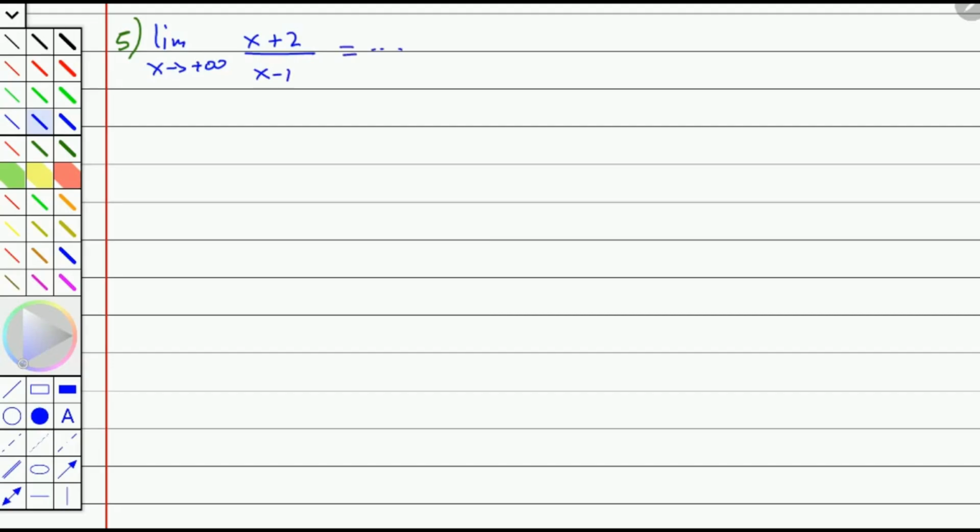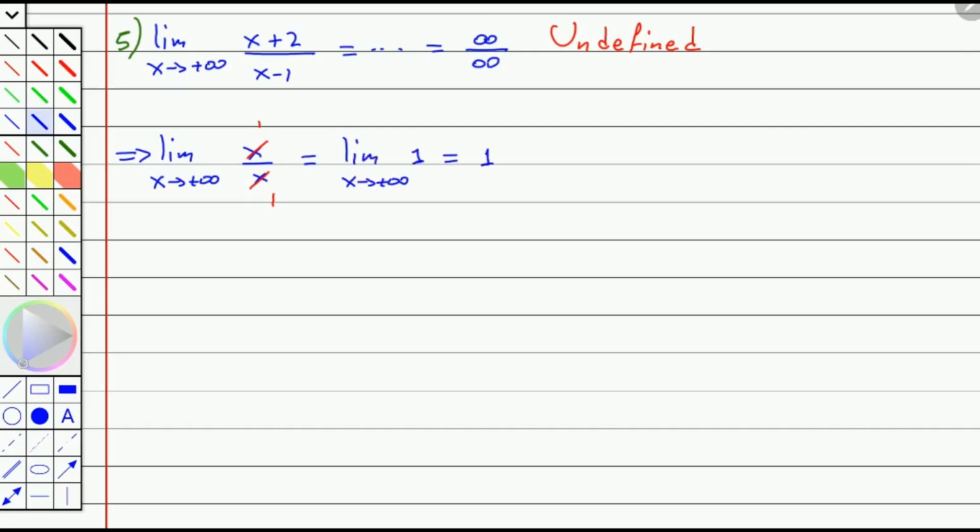You know very well that if we substitute, this is going to be infinity over infinity, which is undefined. Obviously, we learned the technique to take only the highest order term when we have polynomials, both at the top and at the bottom, so we can use that as well. Limit as x goes to positive infinity of x divided by x. They simplify, 1 over 1, equals the limit as x goes to positive infinity of 1, which is equal to 1.